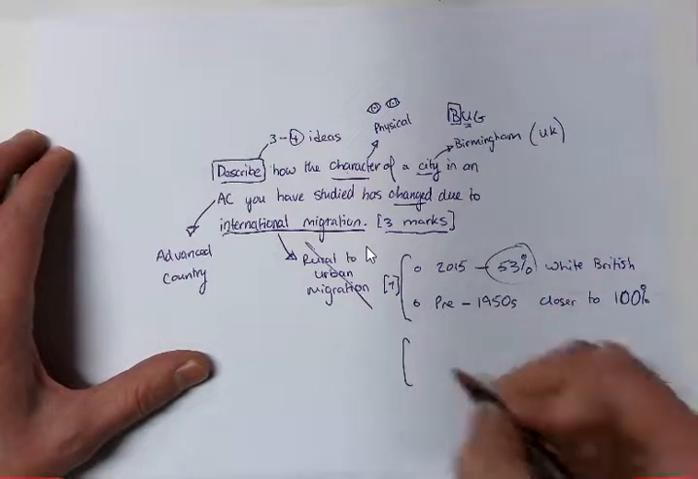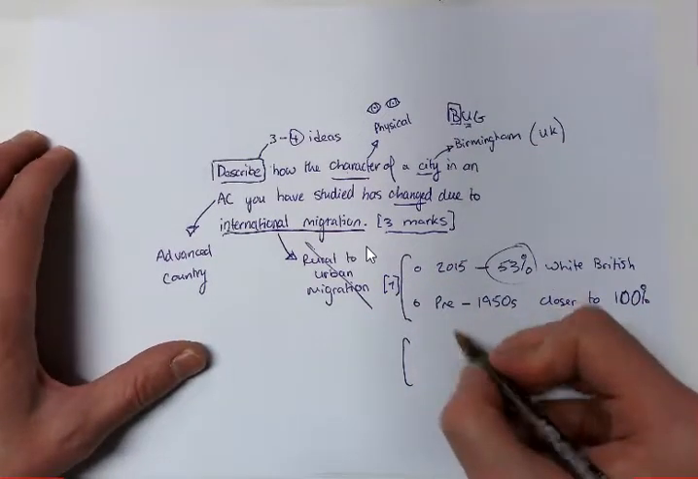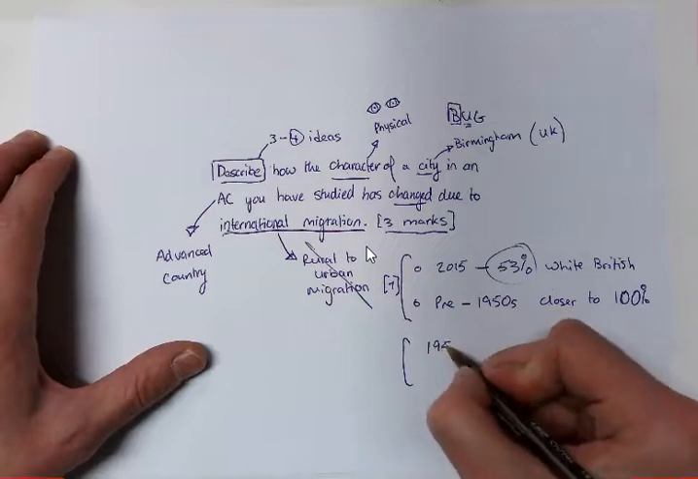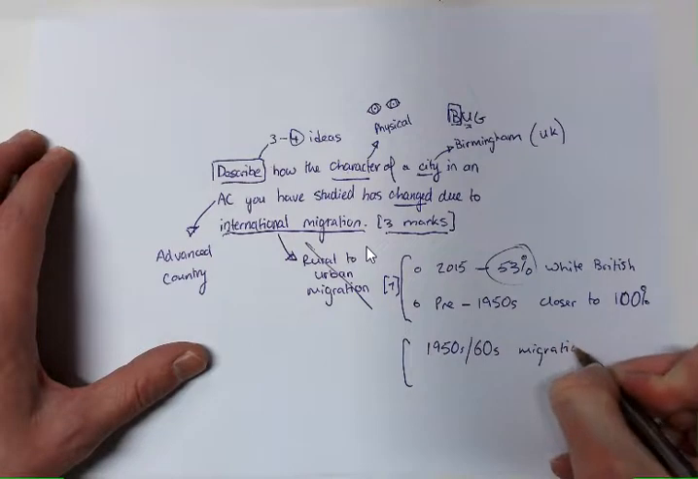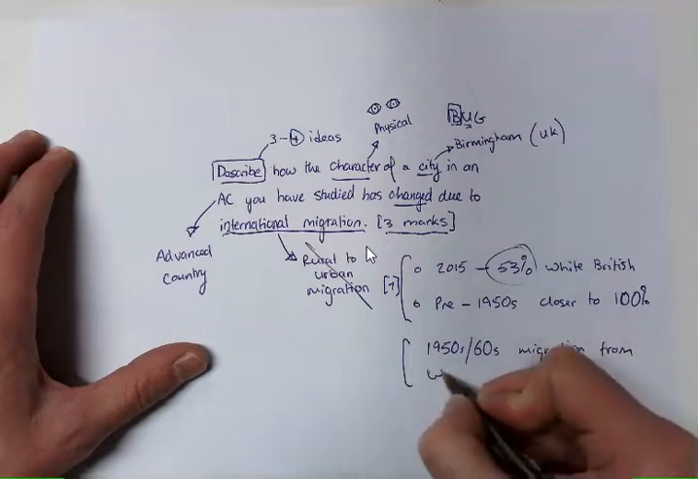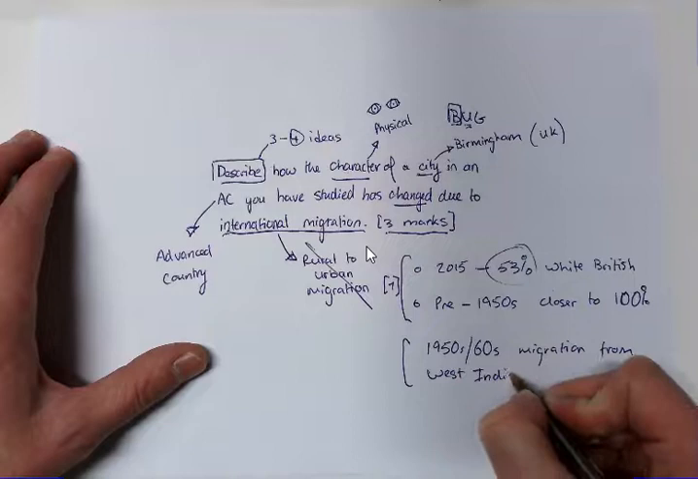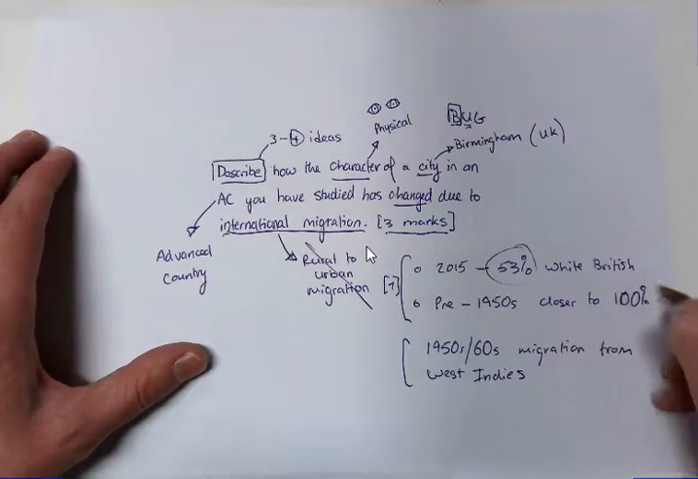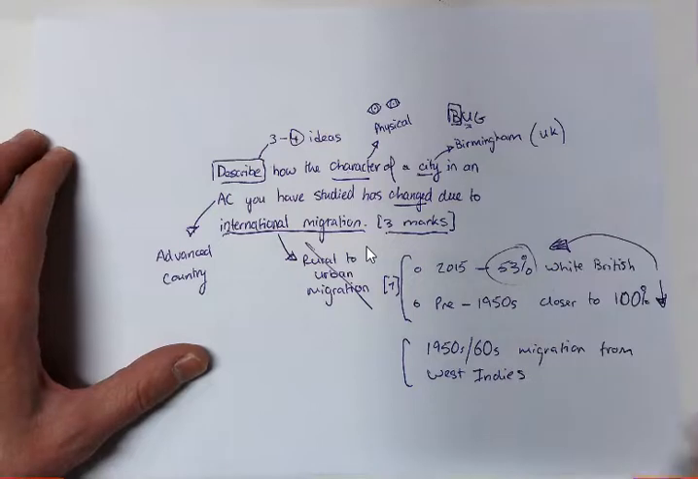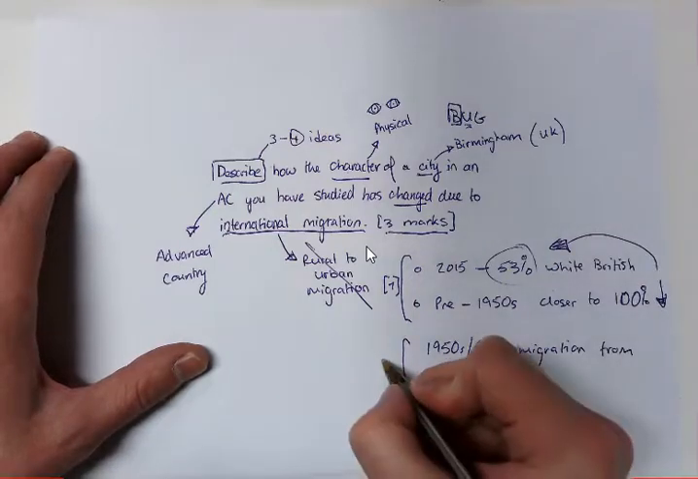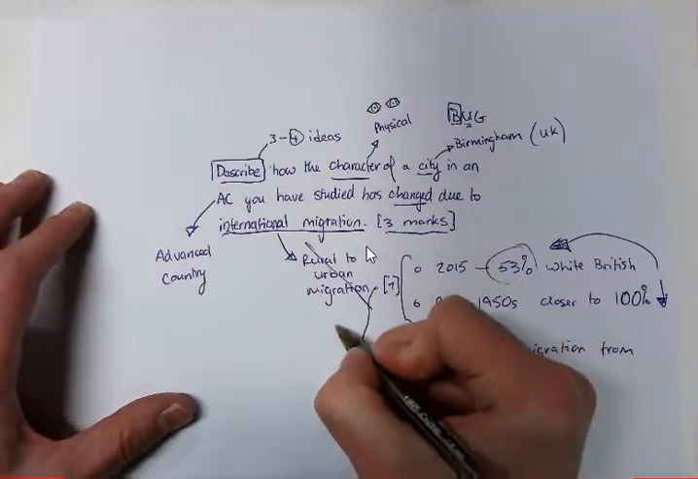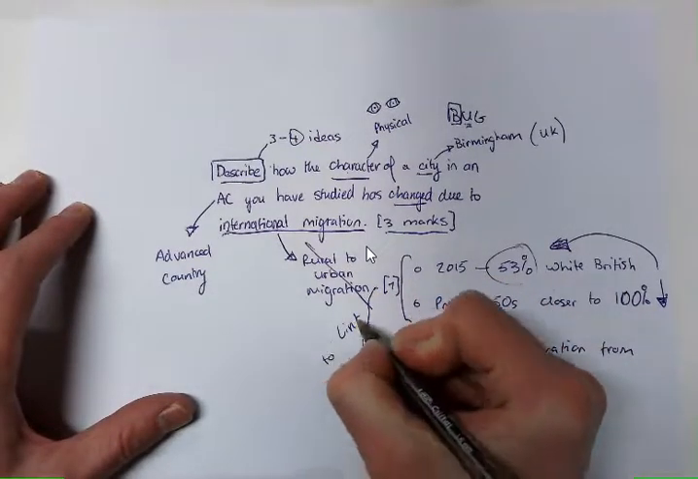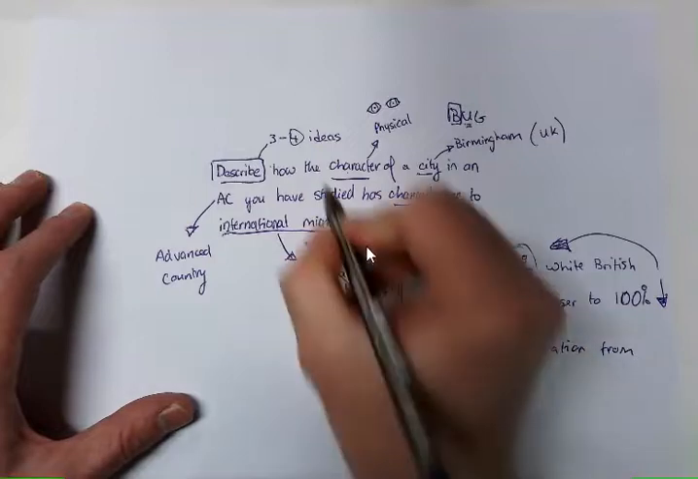Another idea that we can refer to is the fact that in the 1950s, 1960s, there was a lot of migration from the West Indies. This is what drove this percentage of 100% down over time to become 53%. Sometimes I think the examiner might want you to link these two together, so that's why I really want you to have that extra idea.